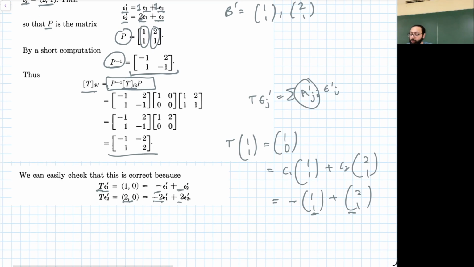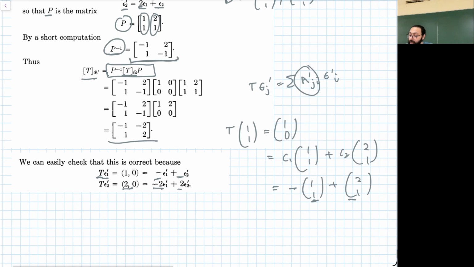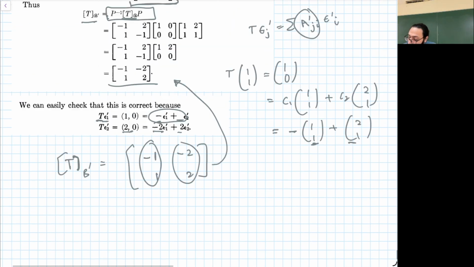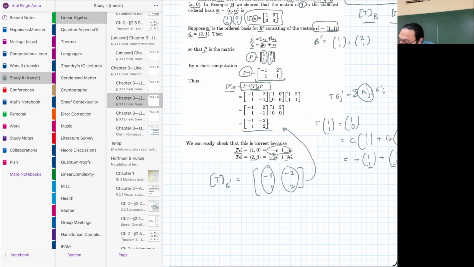How do we read the matrix from this? Remember, the rows and columns get swapped. So we had -1, 1, which gives the first column, and the next one is -2, 2. This is the matrix of T relative to B prime that we directly computed. Does it match? It does. So the theorem is fine. It's just an illustration of what's happening. All right. Did we finish? Wow. That's it.